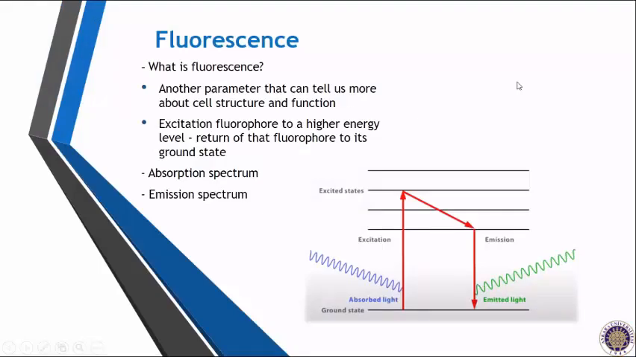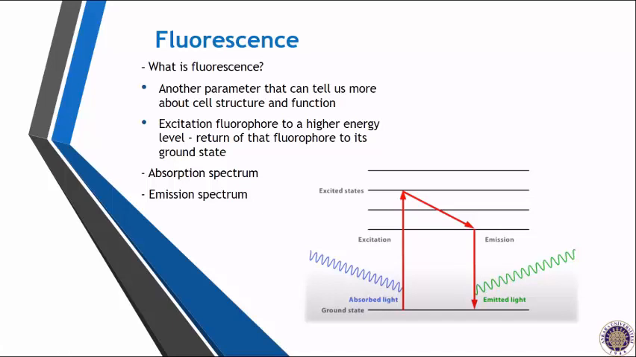Hi everyone, I am Yusuf. What is fluorescence? It is another parameter that can tell us more about cell structure and function. A fluorescent compound absorbs light energy over a range of wavelengths that is characteristic for that compound. This absorption of light causes an electron in the fluorescent compound to be raised to a higher energy level, as it can be seen here in the figure. The excited electron quickly decays to its ground state, emitting the excess energy as a photon of light. This transition of energy is called fluorescence.